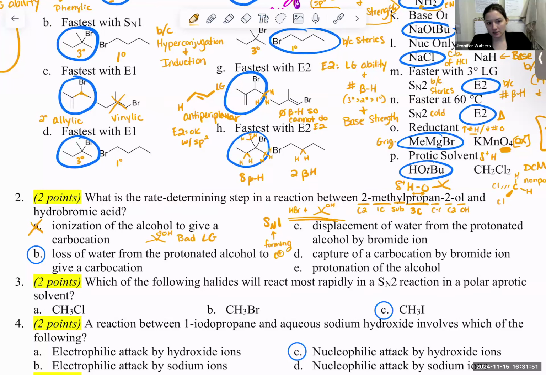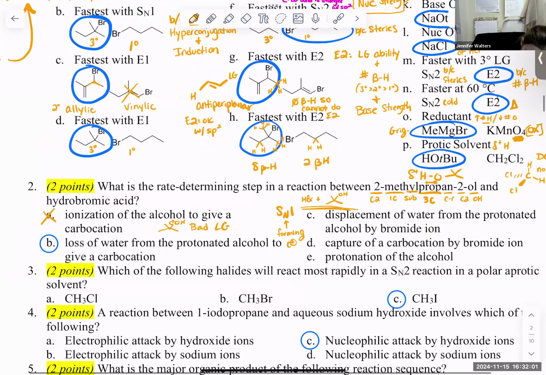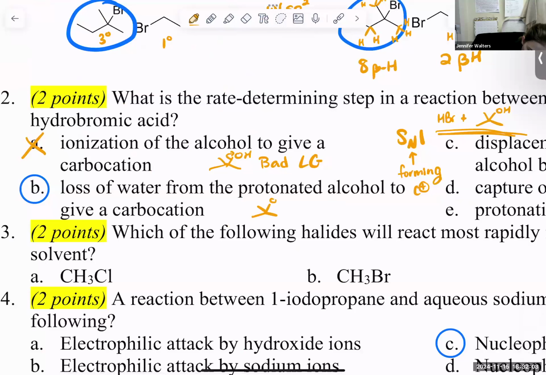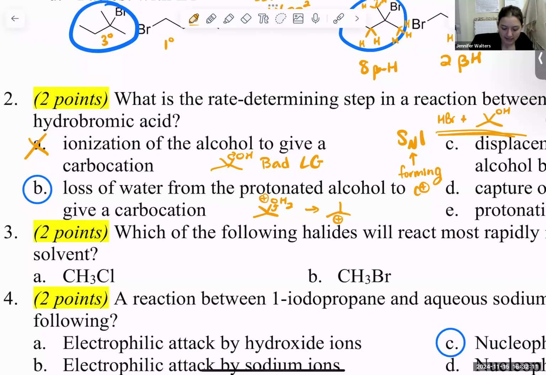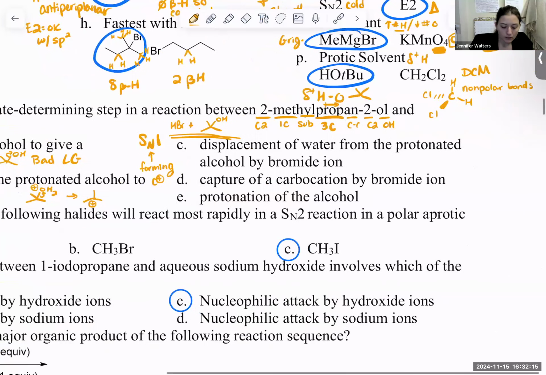So we are not going to just form a carbocation directly. Loss of water from the protonated alcohol to give us a carbocation. Yes, that is the correct answer. That is exactly the slow step. That is describing that we already have the good leaving group, the protonated alcohol, and that is leaving to give our carbocation. So yes, that is the slow step of the SN1 for this reaction.